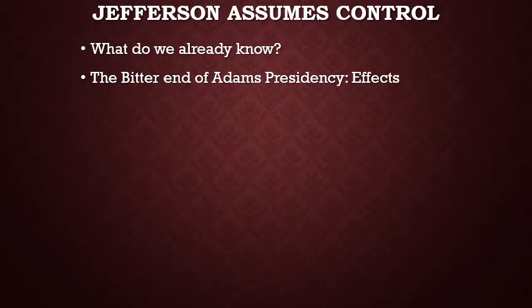But Adams does one really important thing right before he leaves office. With the Federalist Party fleeting a little bit, Adams goes ahead and makes all these judicial appointments. Something that would become known as the Midnight Judges.